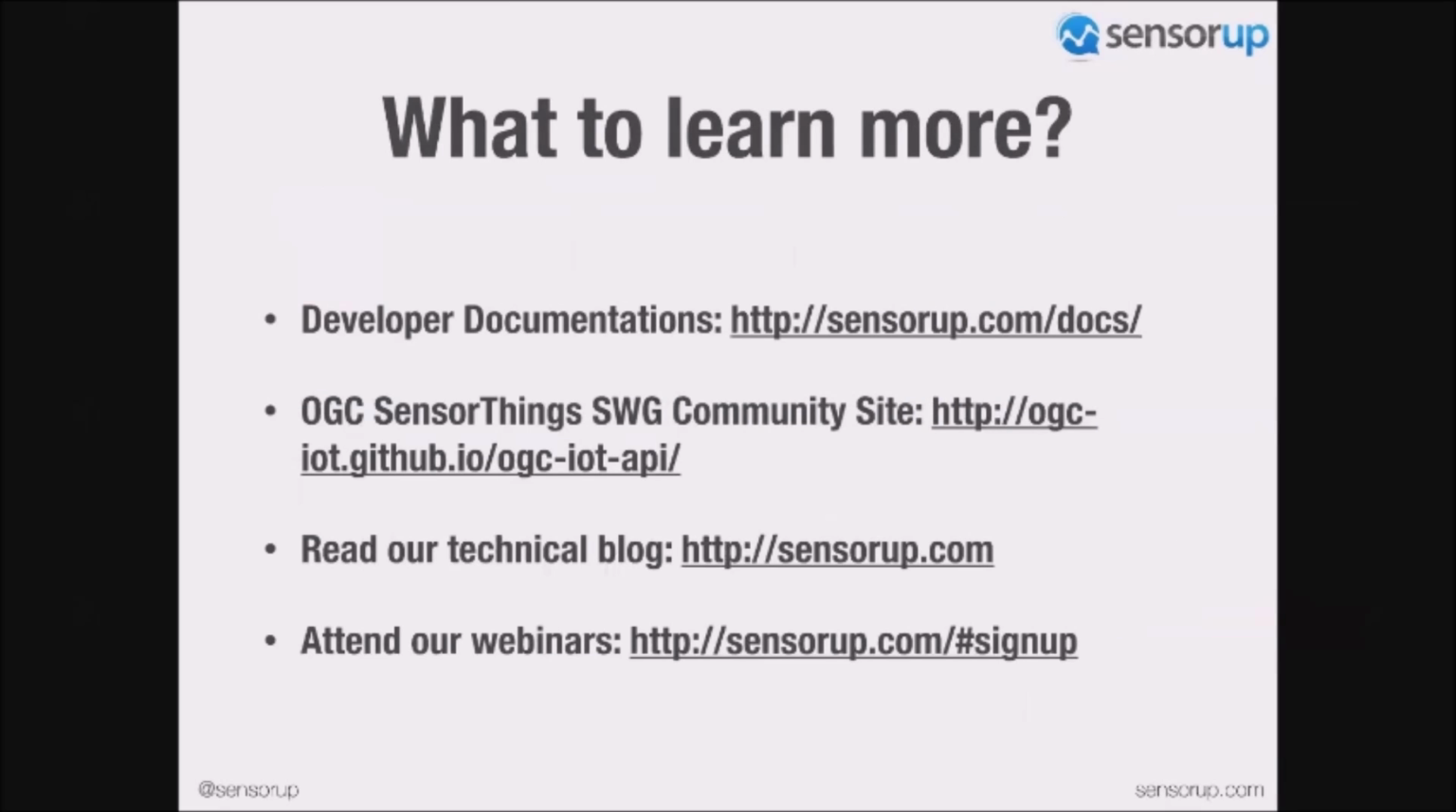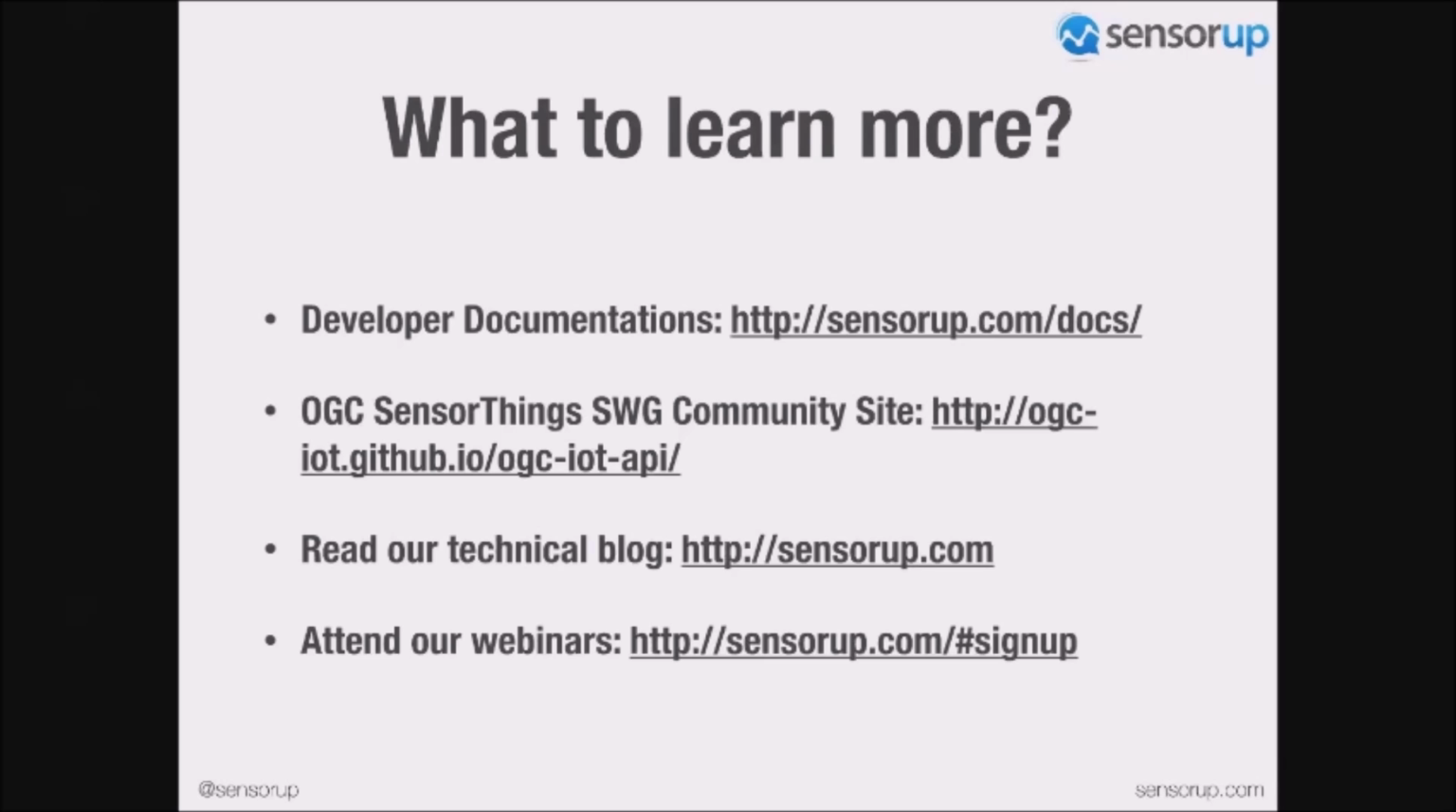So if you want to learn more, we provide developer documentation, which is a translation of the OGC specification document into a more developer-friendly form, with a lot of code examples. So if you're a developer, feel free to go there and learn.